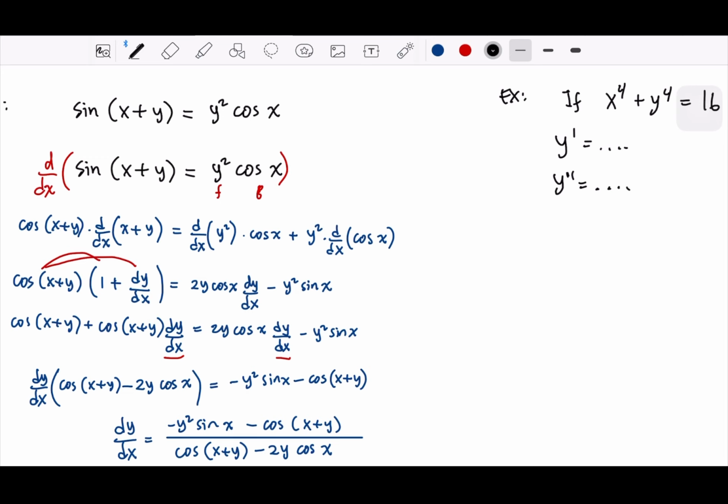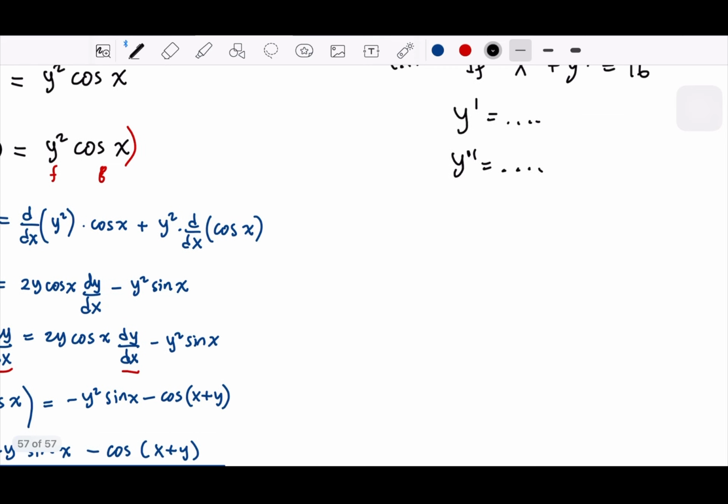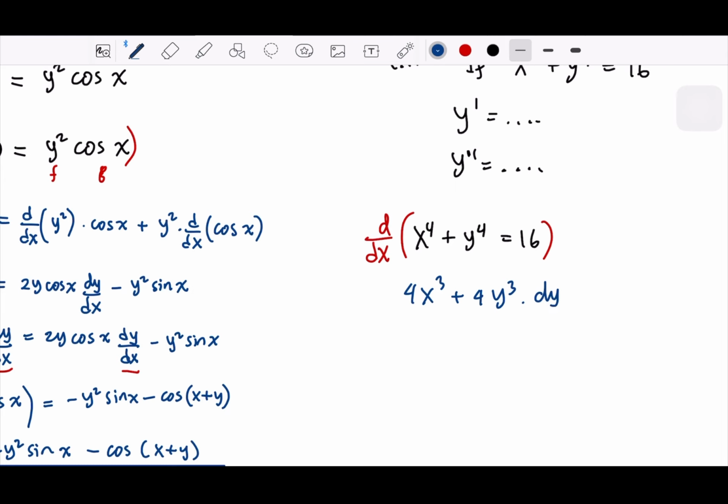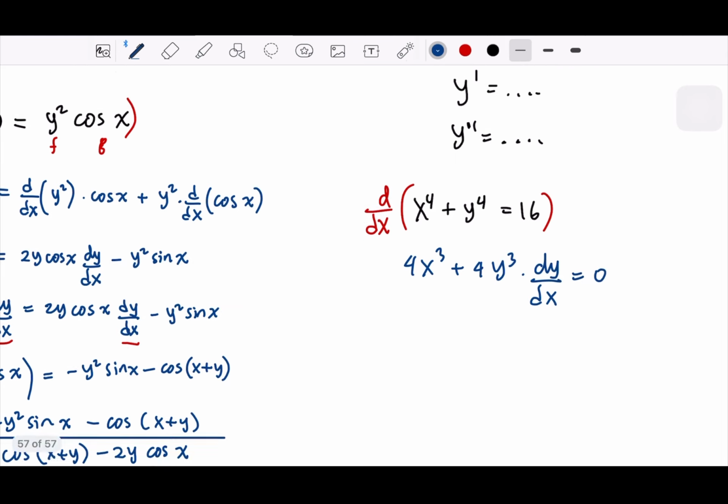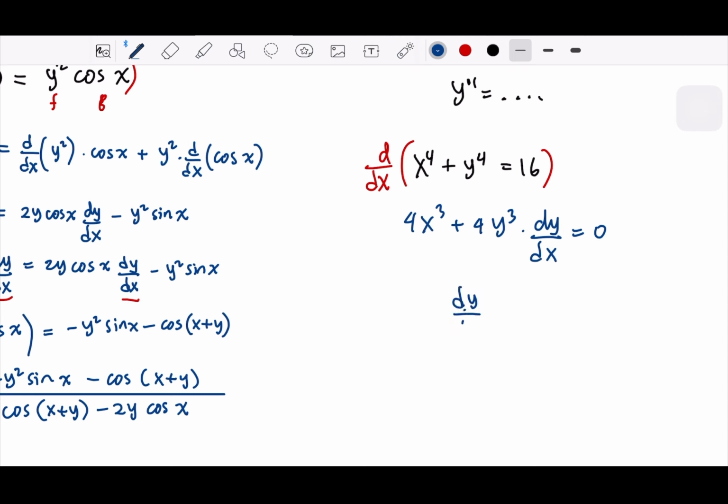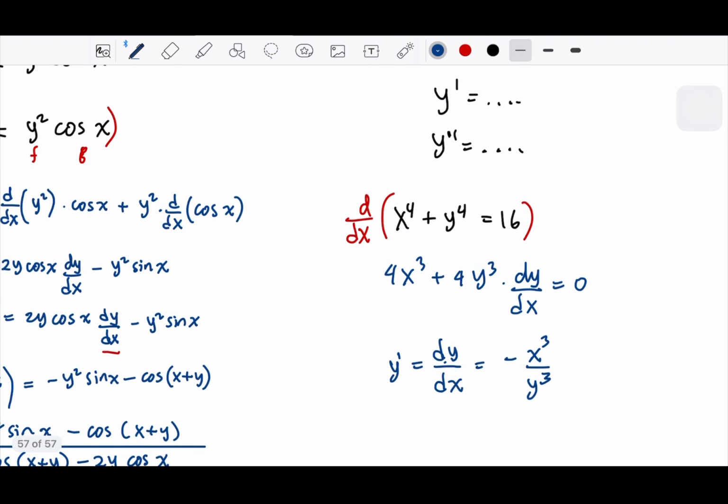So I think for the first derivative, things should be okay. You have x to the power 4, y to the power 4 equals 16. Take the derivative, and we are doing it implicitly. So we are going to have 4x cubed plus 4y cubed, and then add dy over dx at the end, and then equals 0. So dy over dx is going to be negative x cubed divided by y cubed. Or this is y prime, okay, matching the terms.